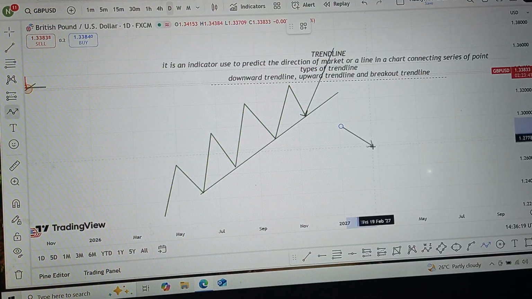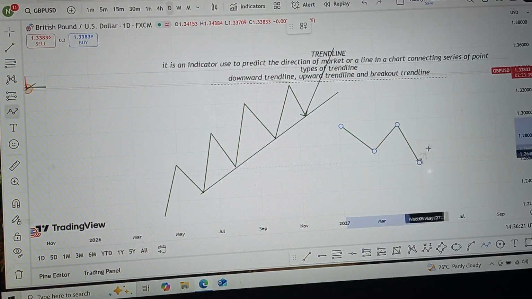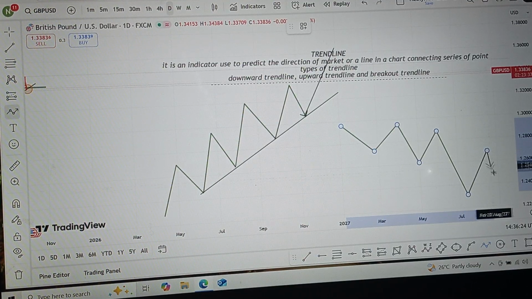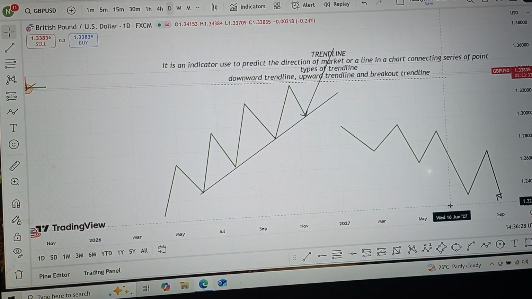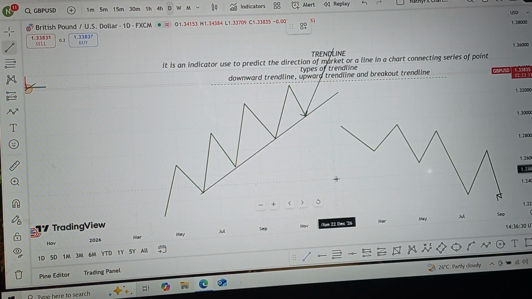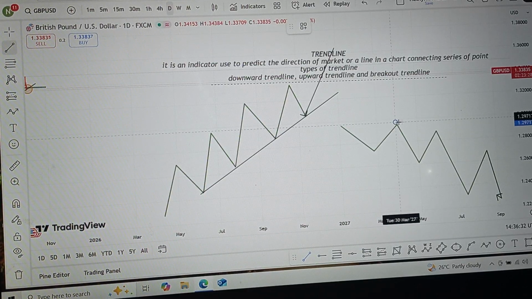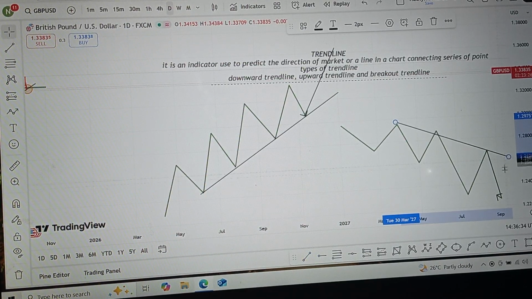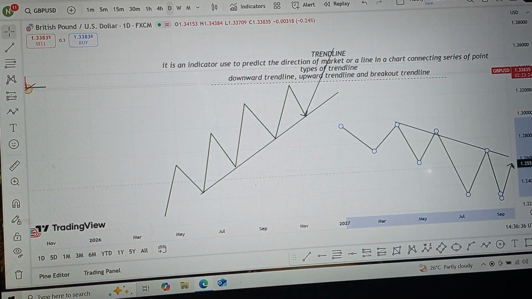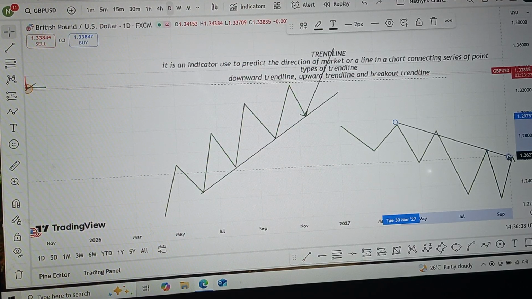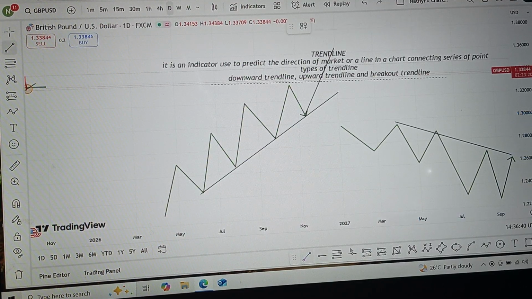In a downward market, the market is making something like this, creating highs and lows. How do we know when to use the trend line? We just connect the trend line this way. So whenever the market comes back and touches it, what should we do? We go ahead and sell.